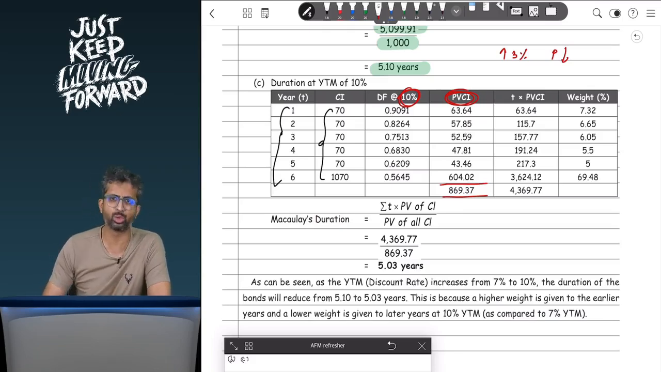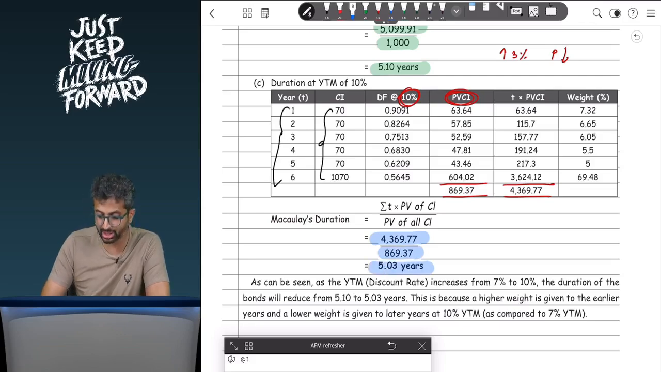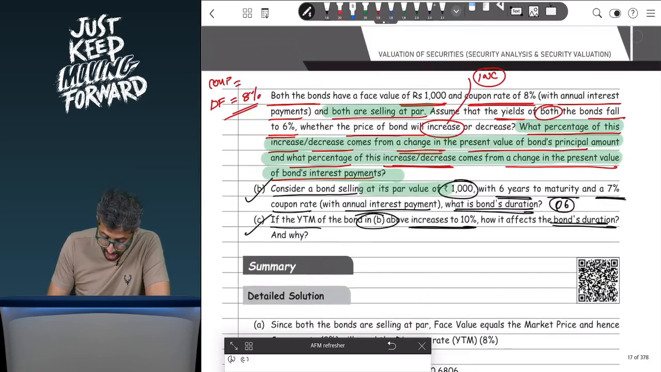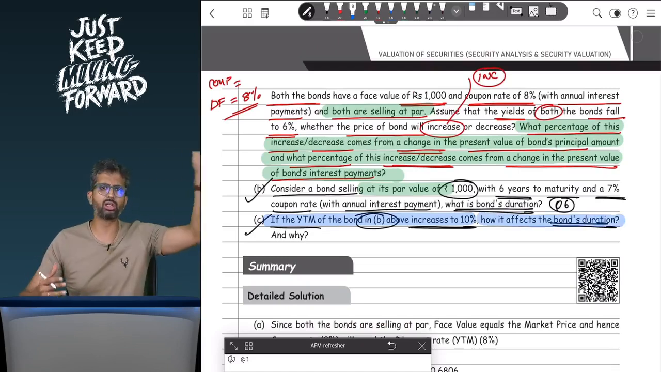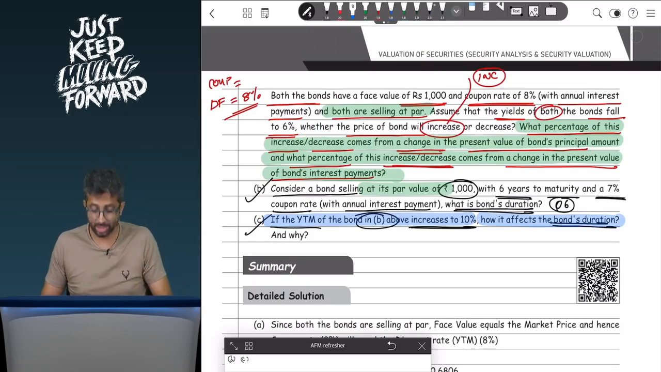It is the same calculation actually. There is nothing new over here. You get 4369, and if I divide 4369 by 869, I get 5.03 years. So what is my question asking? You can sit and practice this duration. If the YTM of the bond increases to 10%, how will it affect the bond's duration? Earlier the duration was 5.1 years. Now the duration is 5.03 years.